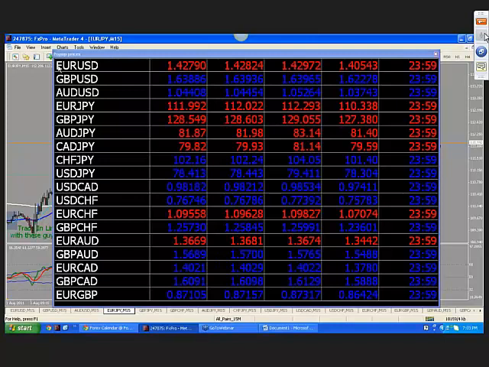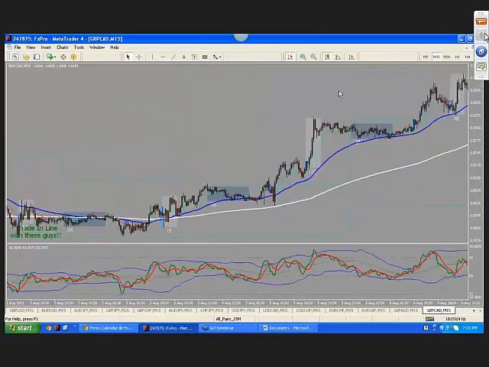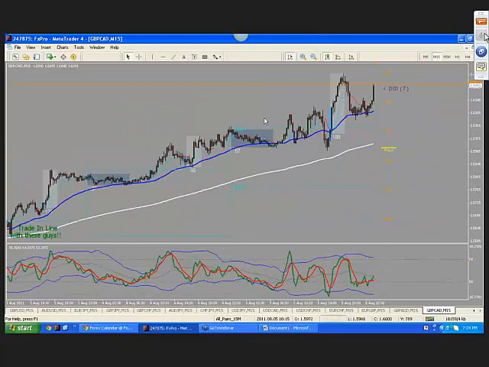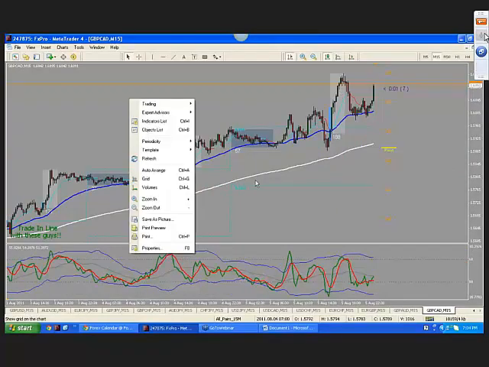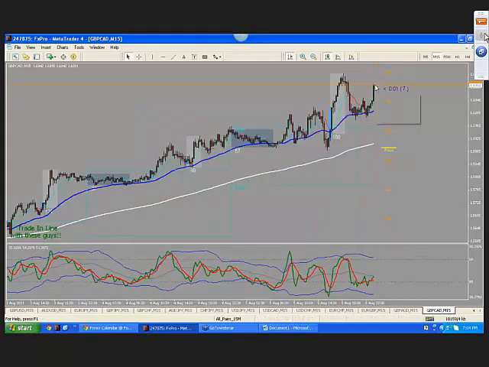The other thing I do is you can, on your platform, show the ask line as well. Now on some of these, when it's far enough apart, you'll see two lines. You'll see the bid and the ask. You just right-click properties, and then click on show ask line, and then you'll see the difference between the bid and the ask.